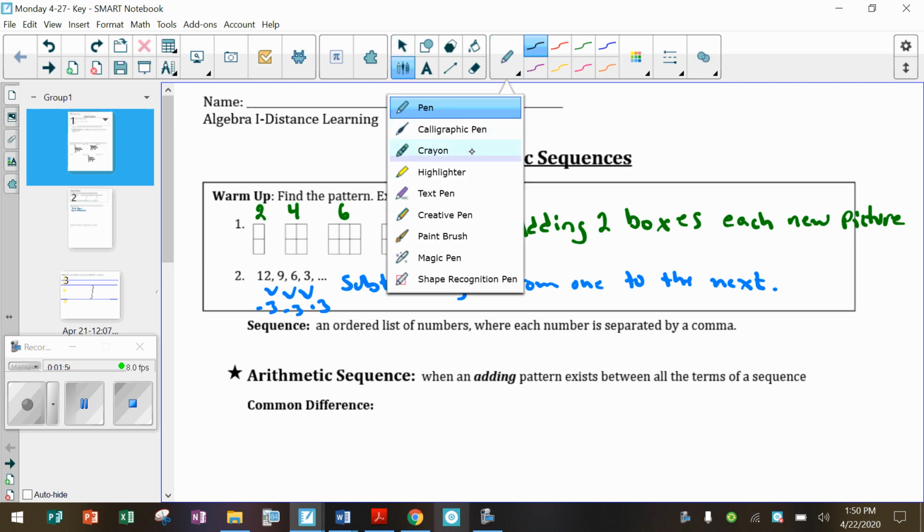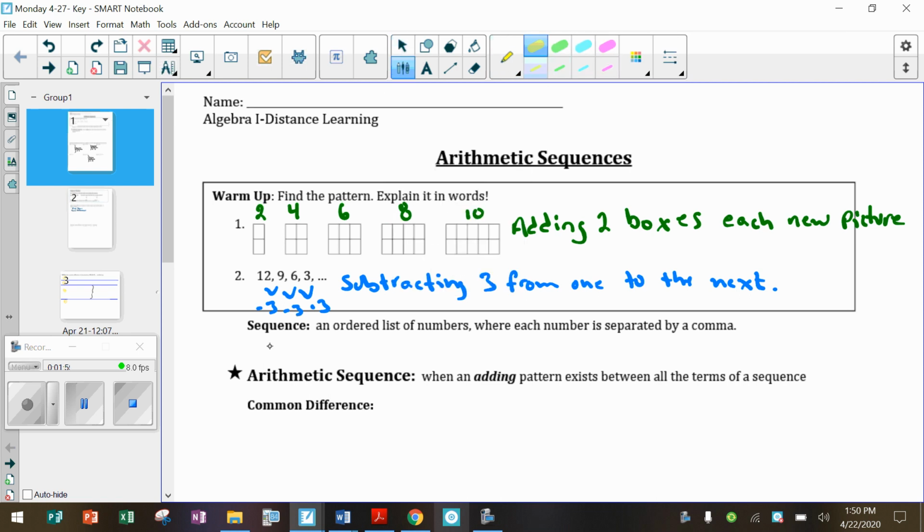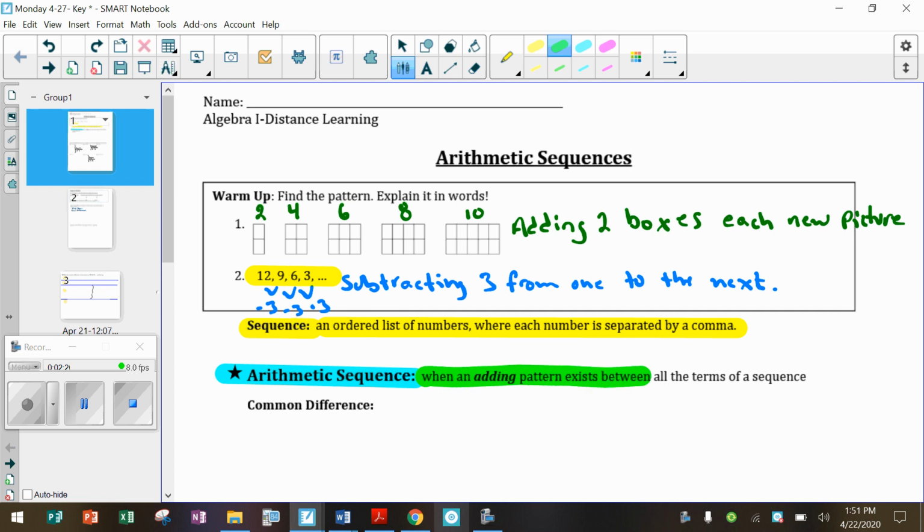So our formal definition of sequence is an ordered list of numbers where each number is separated by a comma. That's our sequence. So 12, 9, 6, 3, it's a list of numbers separated by a comma that shows a pattern. To be a little more specific, if it's an arithmetic sequence, that means our sequence is changing by adding. So an adding pattern exists between all terms of the sequence.